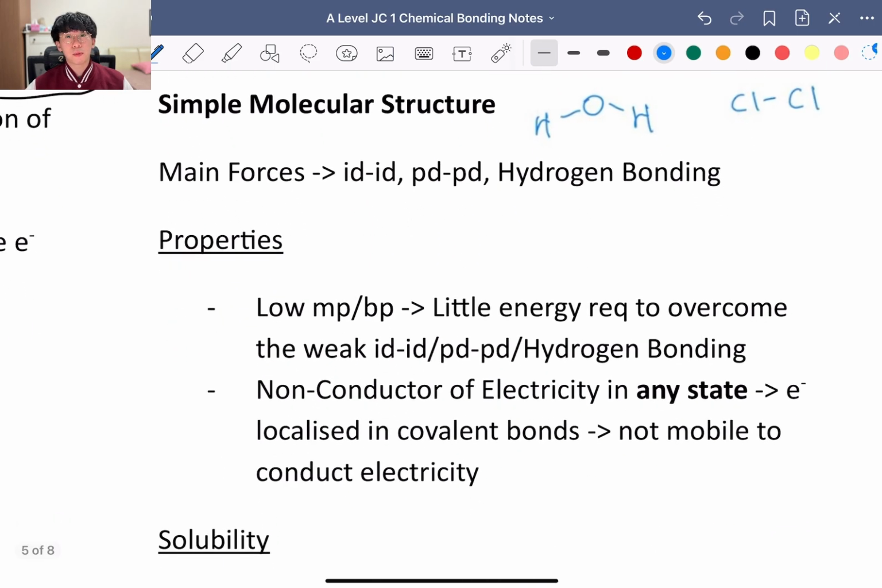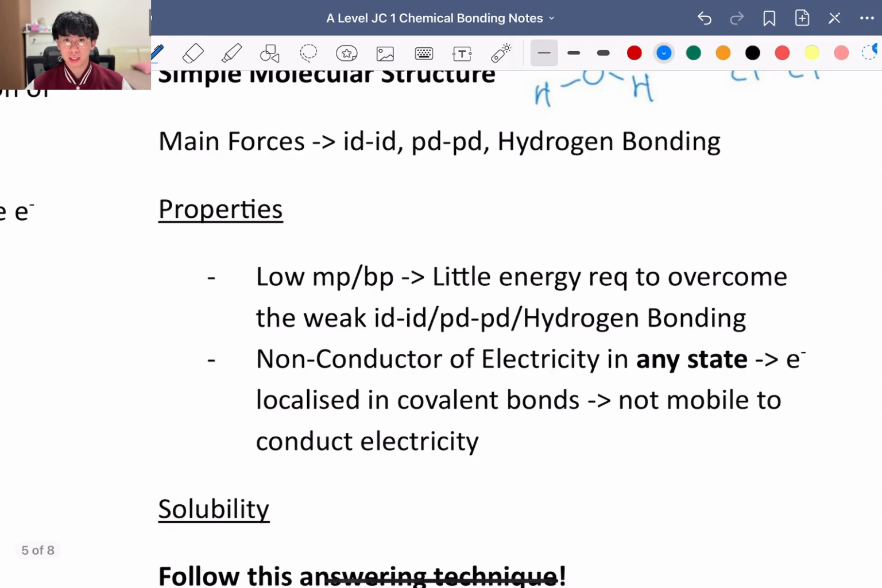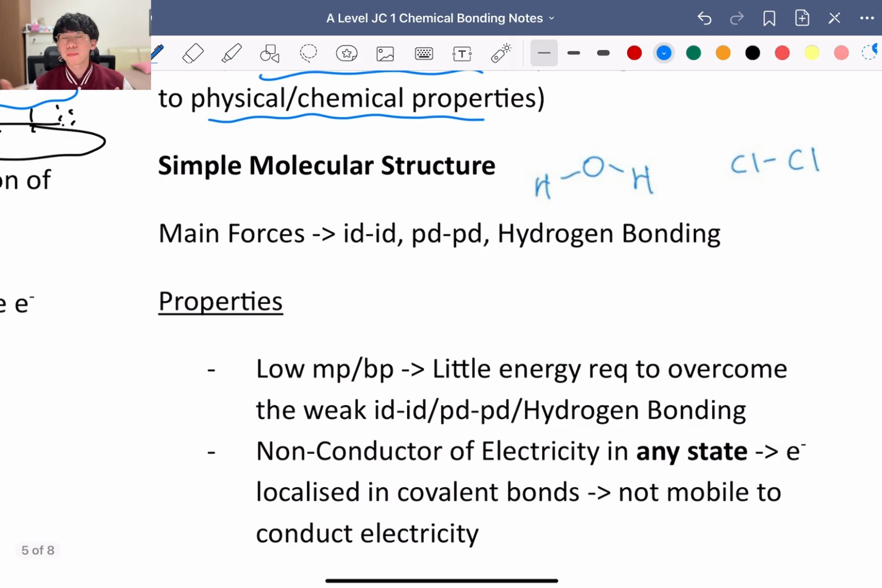Now, if we take a look at simple molecular structures, the main forces are the intermolecular forces, right? So we're talking about ID-ID, PD-PD, and hydrogen bonding. So whenever I answer, I would say that, for example, water exists as a simple molecular structure, and then I look at the forces. So remember, water can do hydrogen bonding. So it exists as a simple molecular structure with strong hydrogen bonding between the molecules, and therefore, blah, blah, blah, explain the physical properties.